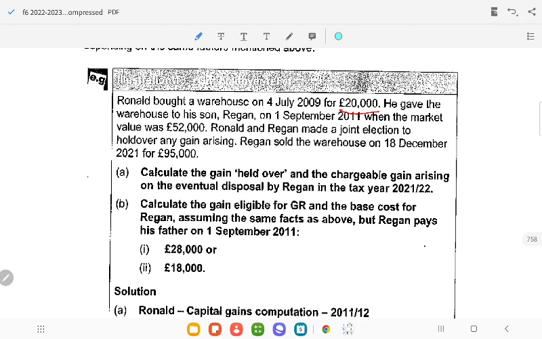So, here the calculation is quite like rollover relief. The market value of the asset is 52,000 and the acquisition cost is 20,000. So it is a gain of 32,000, which is held over by the joint election of Ronald and Reagan. Then subsequently, when Reagan sold the asset for 95,000, the base cost for Reagan, which was again 20,000, would be compared with the sale proceeds.